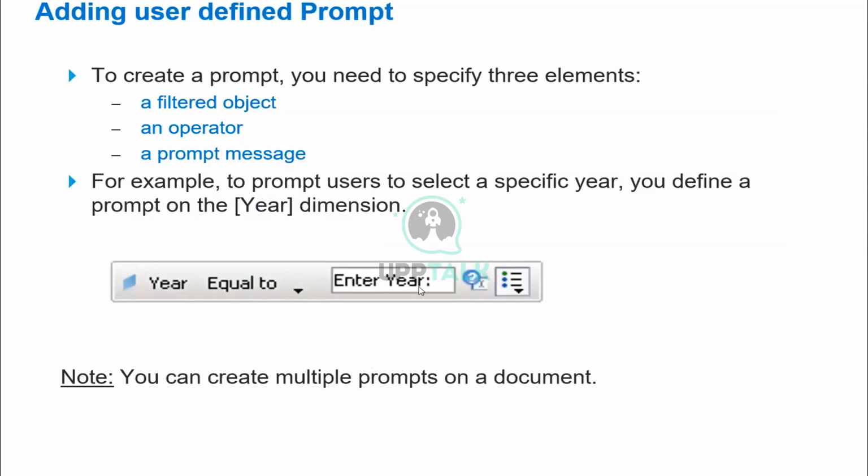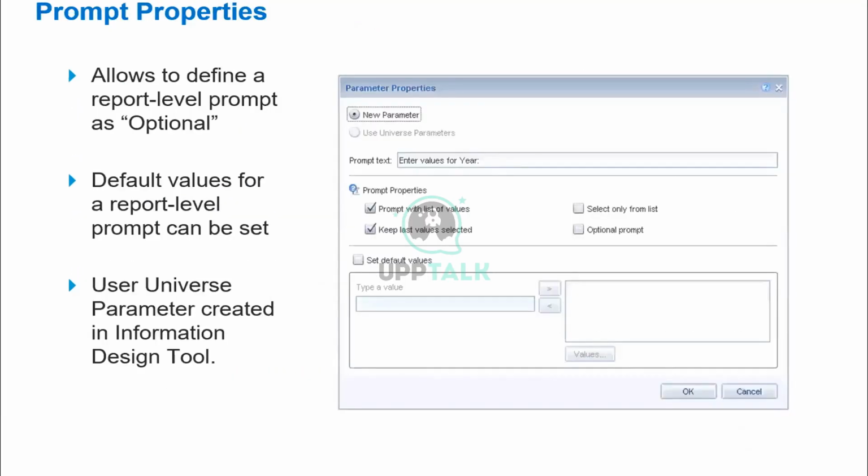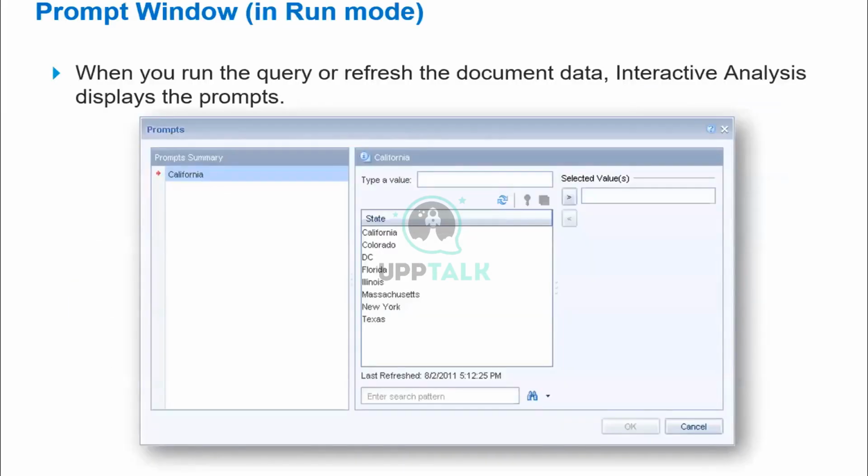If we just enter something, it will be a static value. If we give the option to the user to enter whenever he is refreshing, that is called a prompt and it is dynamic in nature. How we can create prompts and the prompt properties. We have a mandatory prompt and also an optional prompt.